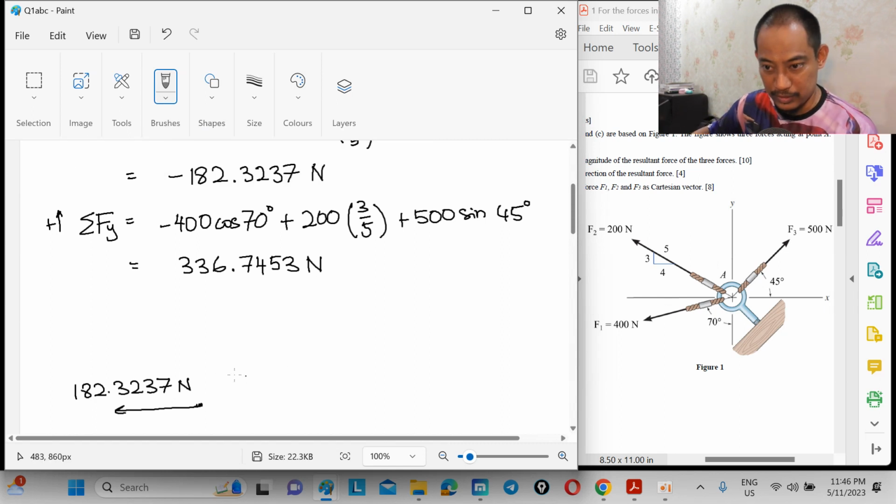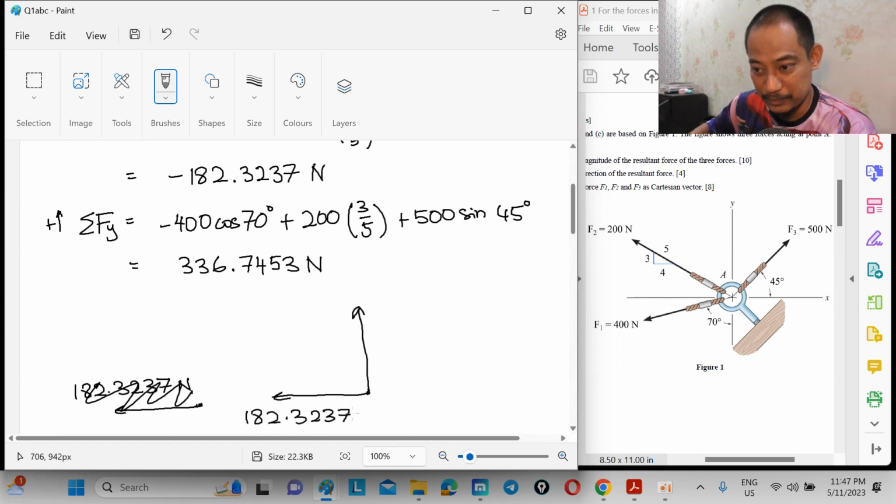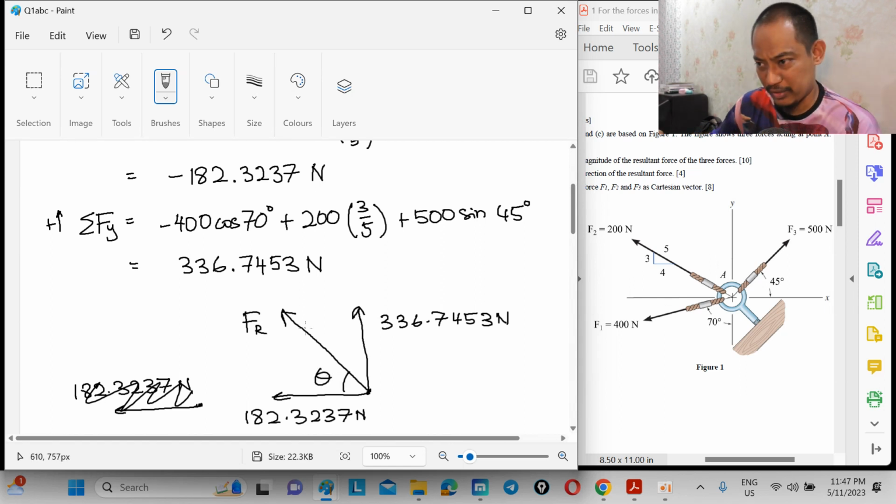Because it's to the left and upwards, this component here is 182.3237 and this one is 336.7453 Newton. So we have FR, and then we have theta that we have to find. For part A we have to find FR, and for part B we'll find theta.